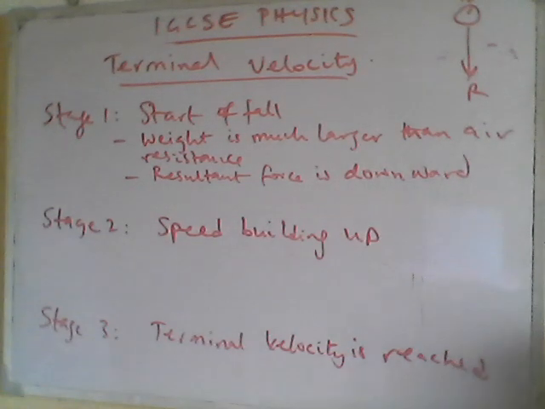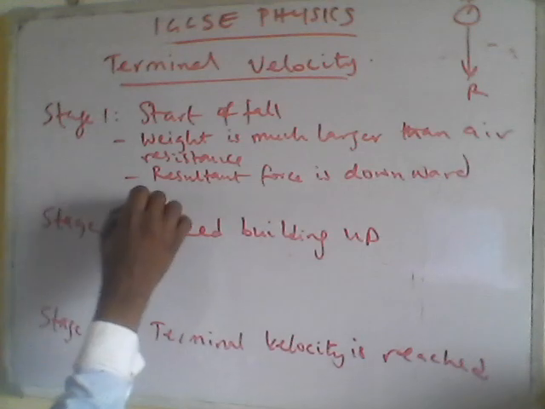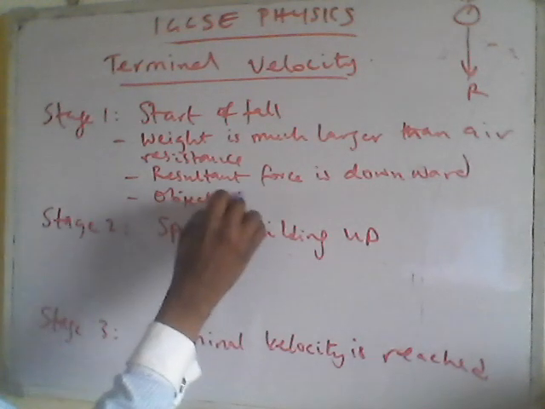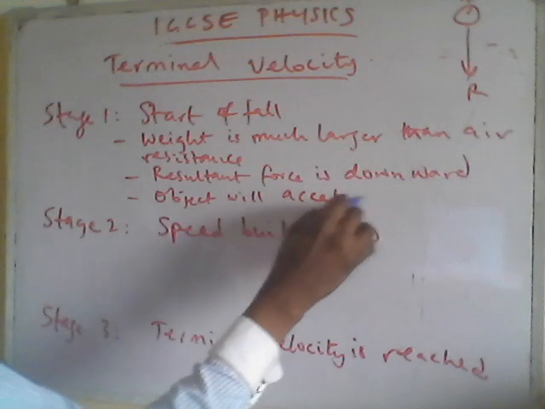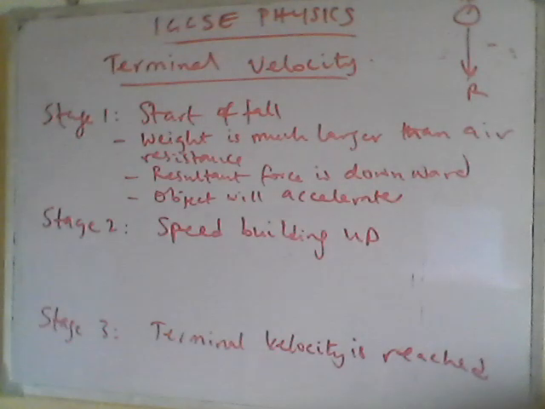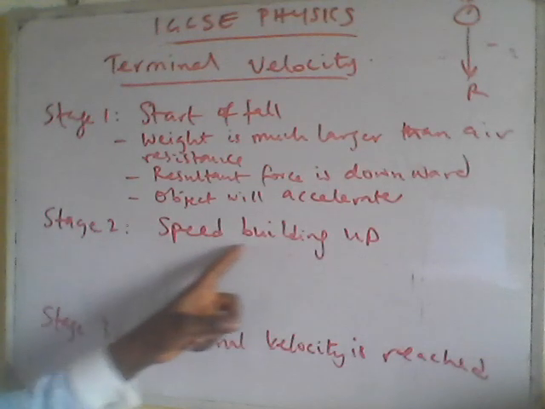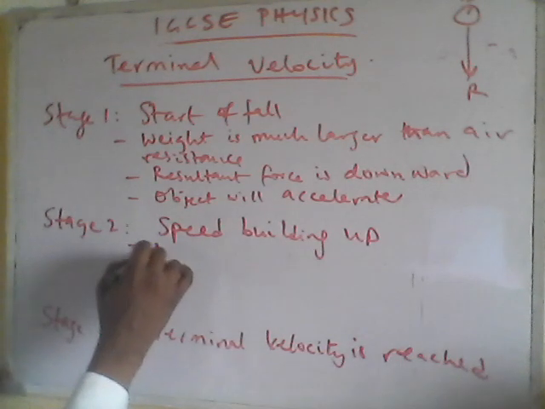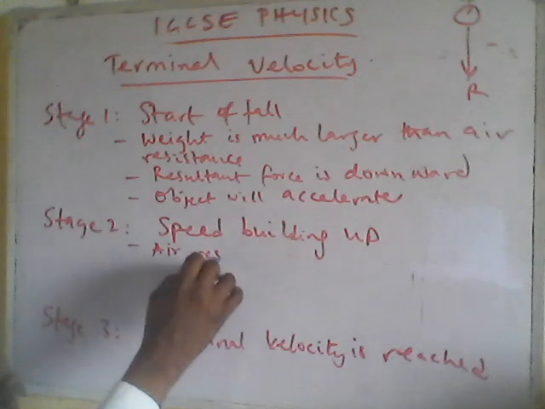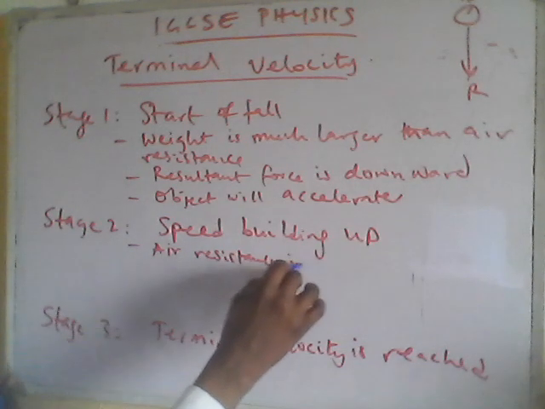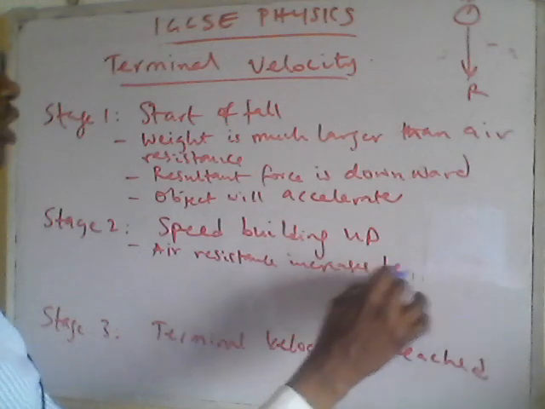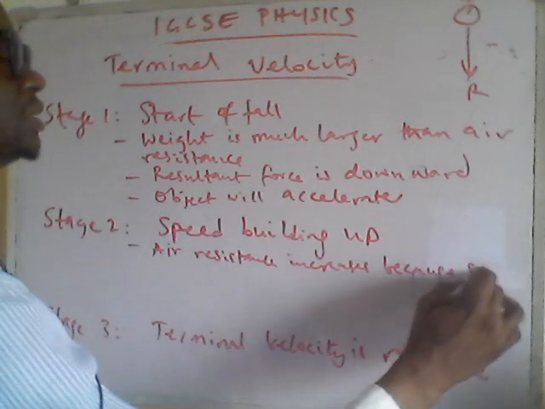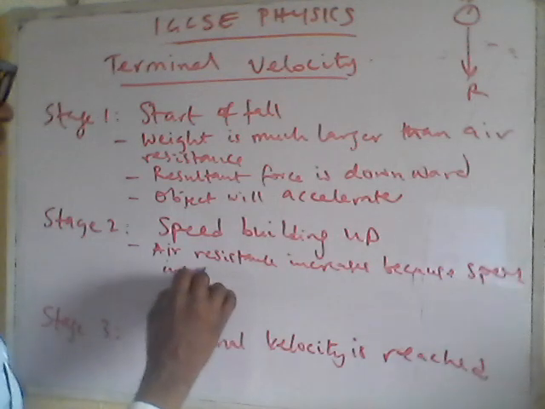Then, the third thing that we notice is that the object will accelerate. All this happens at the start of fall. Now, when stage 2 is reached, when the speed is building up, the body is accelerating, right? So when the speed is building up, we notice that air resistance increases because speed increases. You see? Air resistance increases because speed increases.